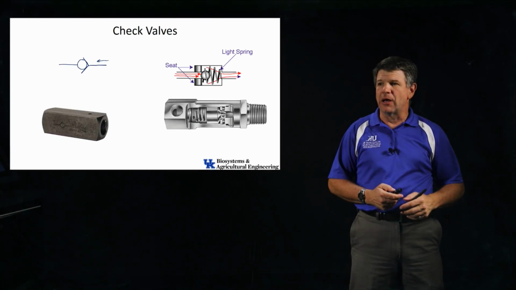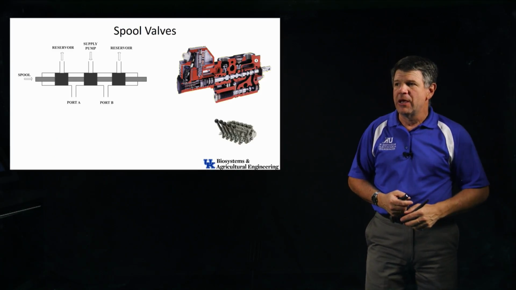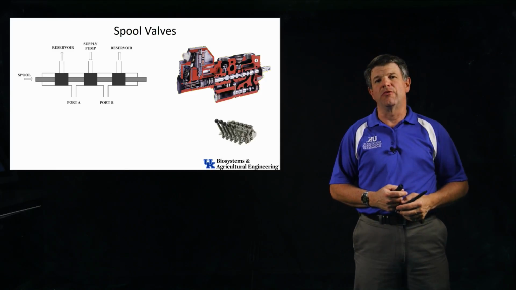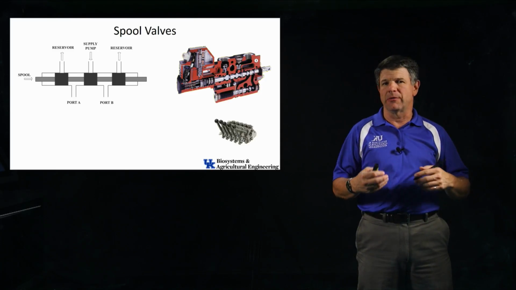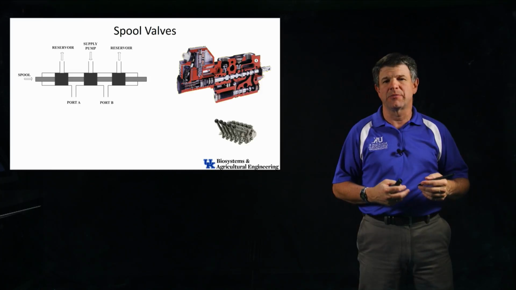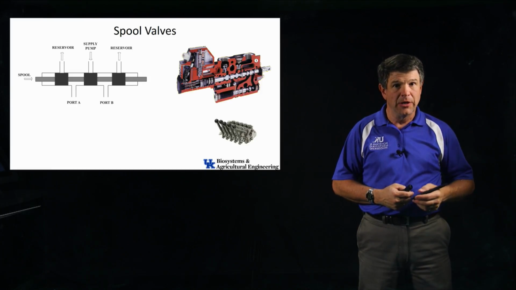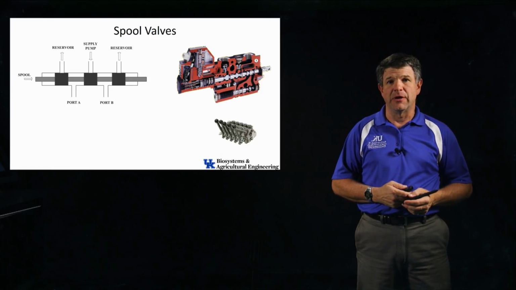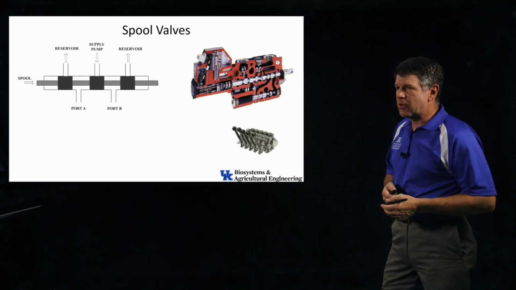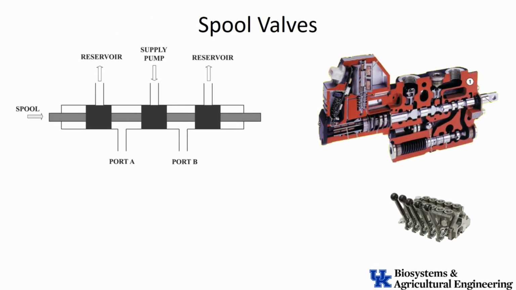As we go a level up in complexity, we move into what we call spool valves. And here's where we can start building really complicated valves. They can be simple, but they can be pretty complicated too, to do a lot of neat things for us. So let's look closely at this spool valve. You can see the cutaway on the right there of what goes into them. They are complicated. There's a lot of ports.